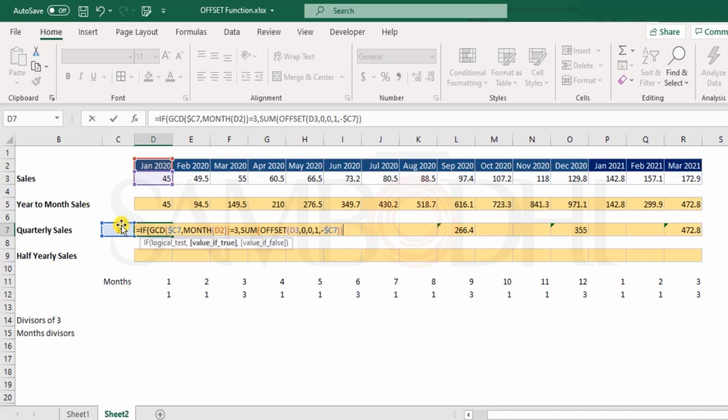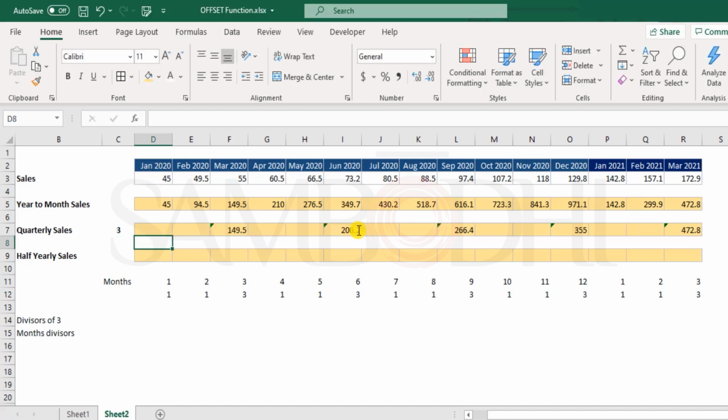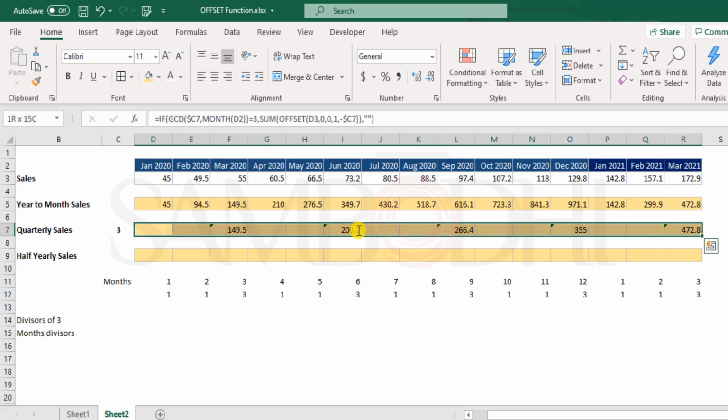Well, in case the GCD equals 3, we can execute the sum function, but what if it's not equal to 3? I would just put a pair of double quotes here, which means blank cell. Close the if function and you have this. Now I copy this function all the way to the right, and here we have this.